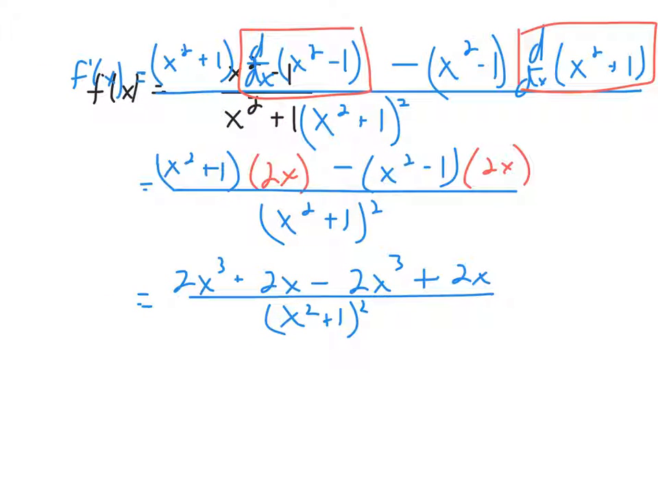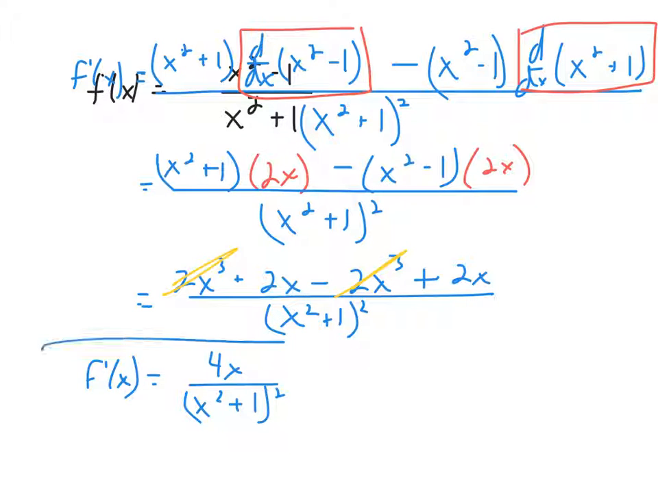And I'm almost done here. Simplify that up. It looks like I have a 2x cubed and a negative 2x cubed. That's not always going to happen, but in this case, they're going to cancel. Let's get rid of those, and I have a plus 2x and another 2x. So really my answer ends up being 4x over x squared plus 1 quantity squared. Again, we're not going to multiply things out. We're going to call that our final answer right there.